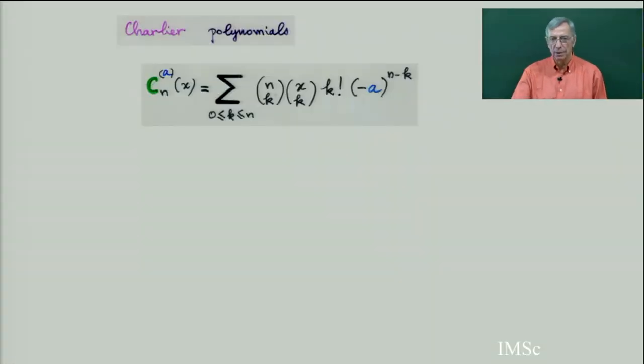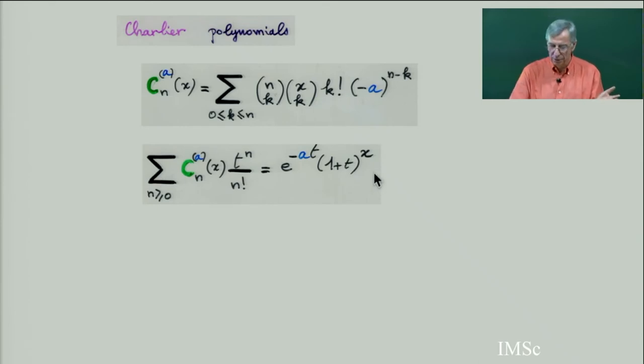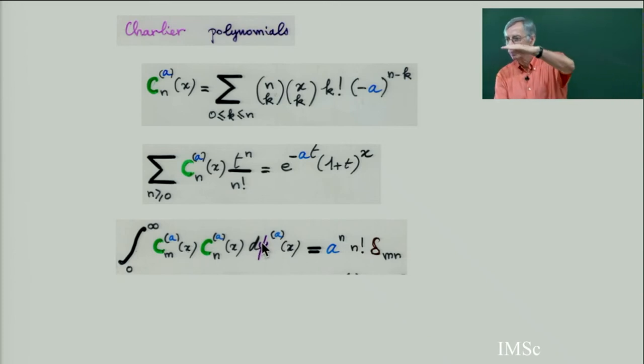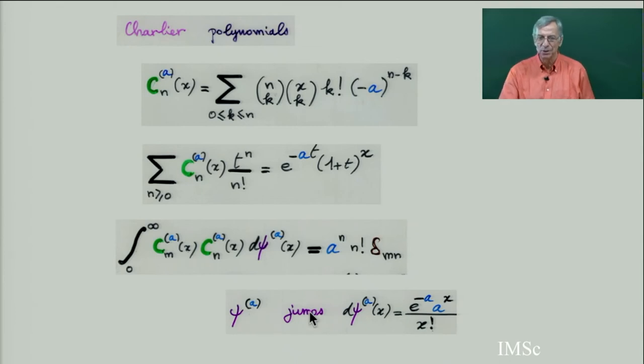Charlier polynomials can be defined, and maybe I go fast because the interest in this lecture is the moment of the polynomial. But for your background, Charlier polynomials can be defined in many different ways: by an explicit formula, by an exponential generating function, by an orthogonality relation where this is an integral. In fact, it's a function with some jump. It's a discrete integral, where this function is defined by some jump at each integer. So it's not continuous, it's discrete orthogonality.